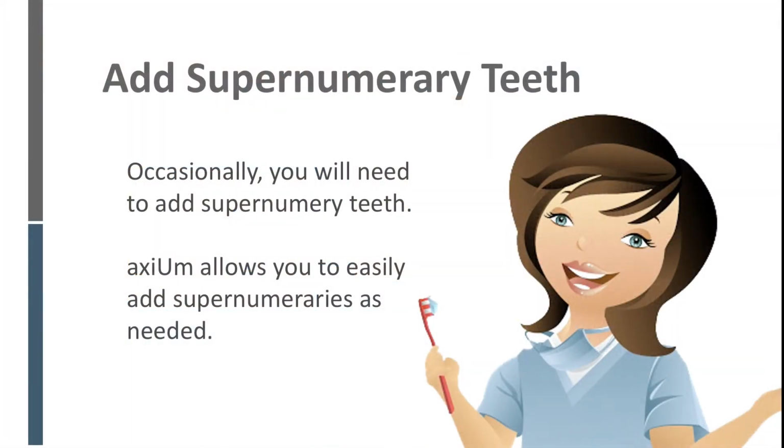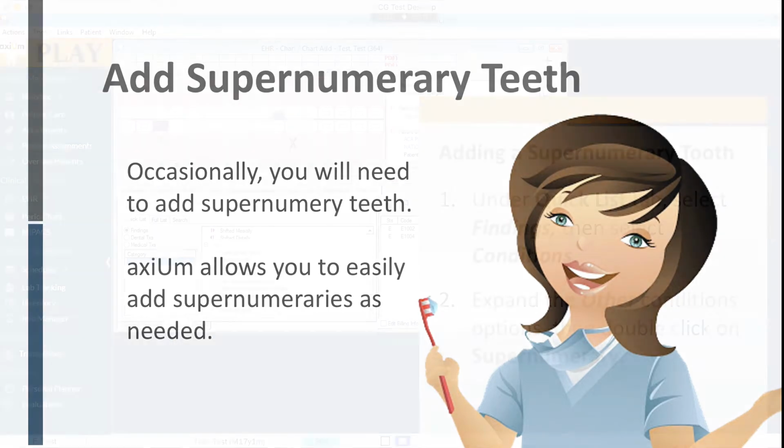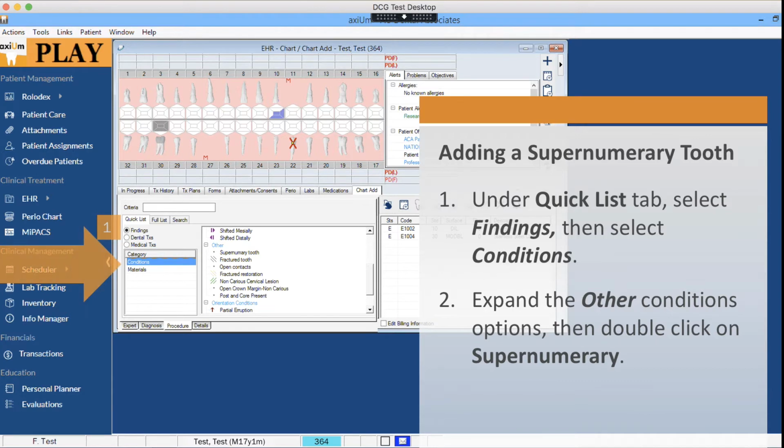Occasionally, you will need to add supernumerary teeth. axiUm allows you to easily add supernumeraries as needed. To do this, under the Quick List tab, select Findings, then select Conditions. Expand the Others Conditions option, and then double-click on the supernumerary.